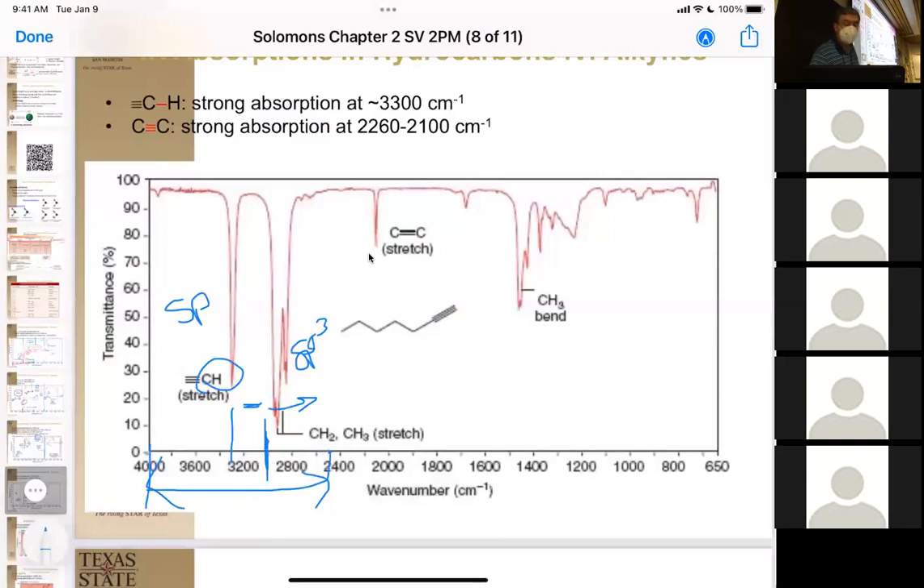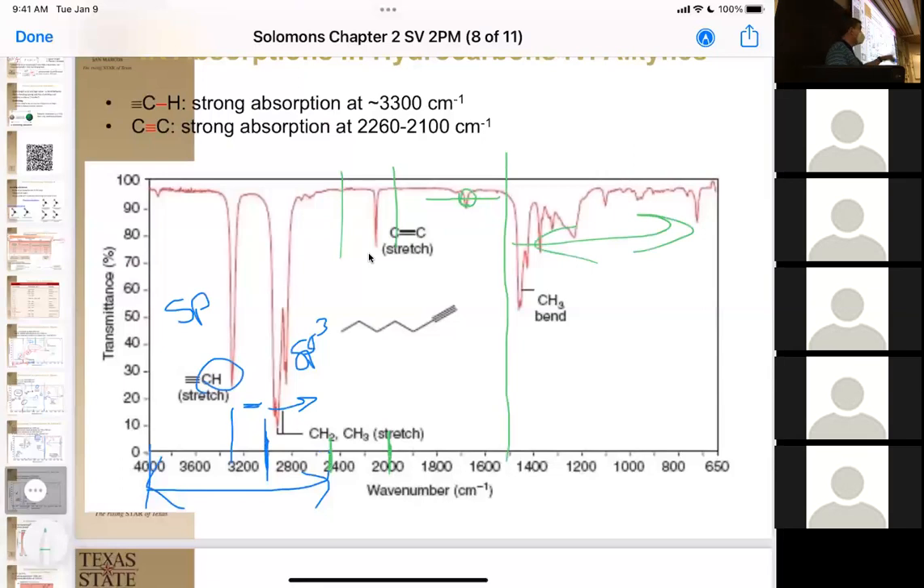Well, we look at our next zone, the 2500 to 2000 range, and we see a stretch in that range. There's only two things there, so it's got to be an acetylene or a nitrile, and we think it's an acetylene. And then we look here and we have a little teeny peak, but I think it's just an impurity, until we get down to 1500, and then our carbon-carbon bonds down here.